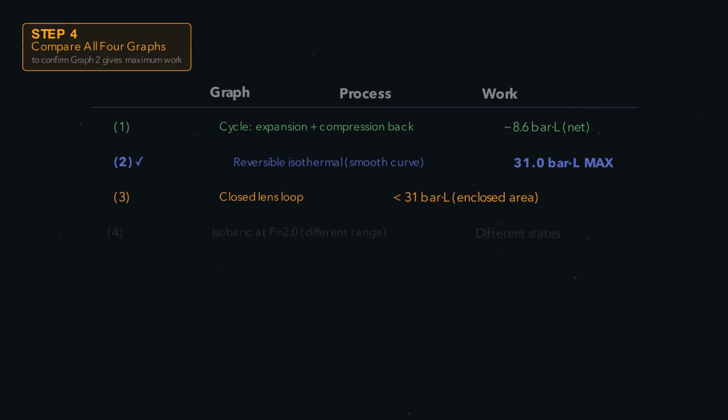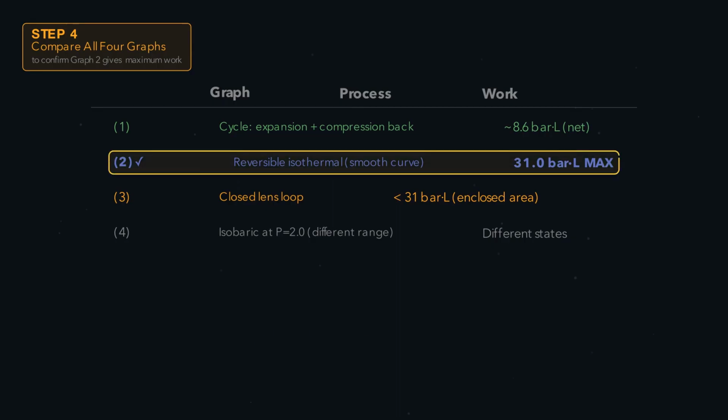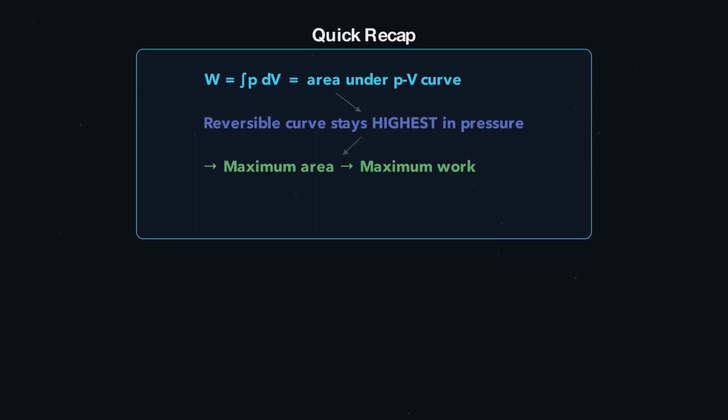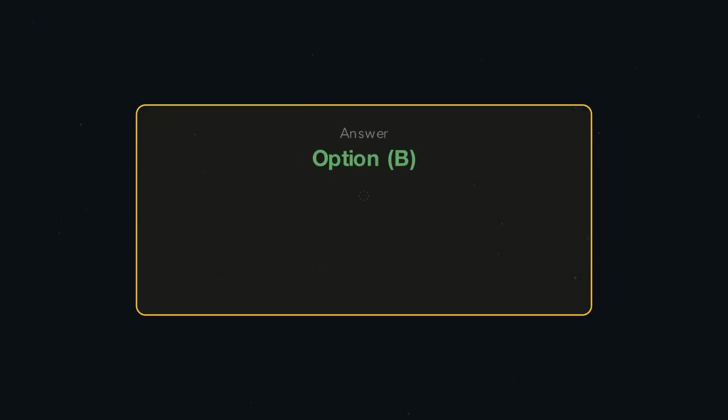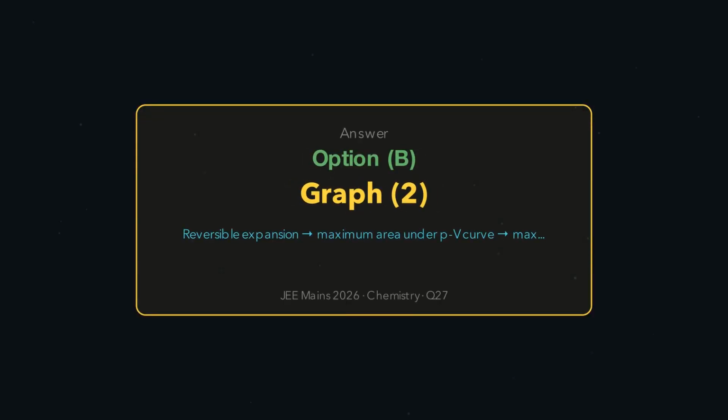Graph 4 shows expansion at constant high pressure, but it covers a completely different volume range and represents a different process altogether, so it can't be directly compared. The smooth reversible expansion has the maximum area under the curve, and therefore the maximum work done. Remember, for any expansion between the same two states, the reversible path always wins. Key takeaway: maximum work means reversible process, which means smooth curve, which means maximum area under the PV graph.